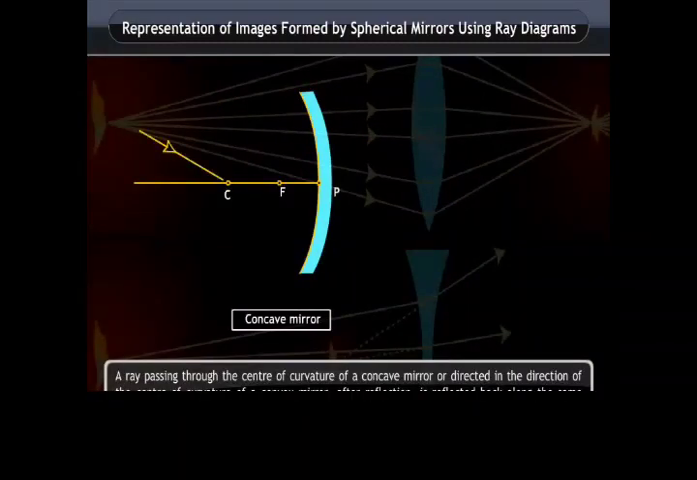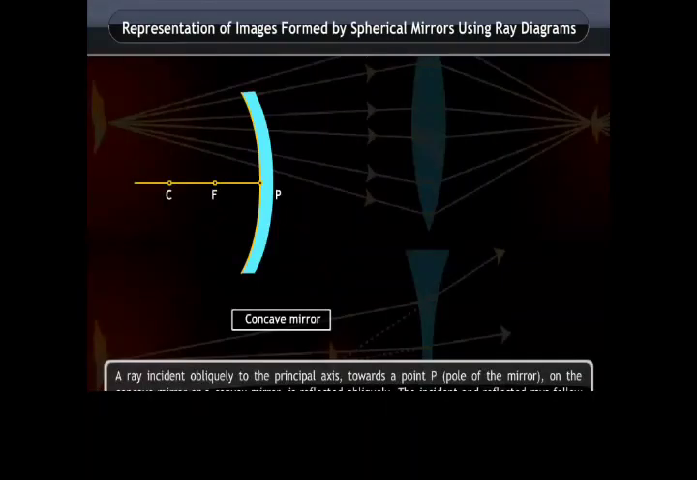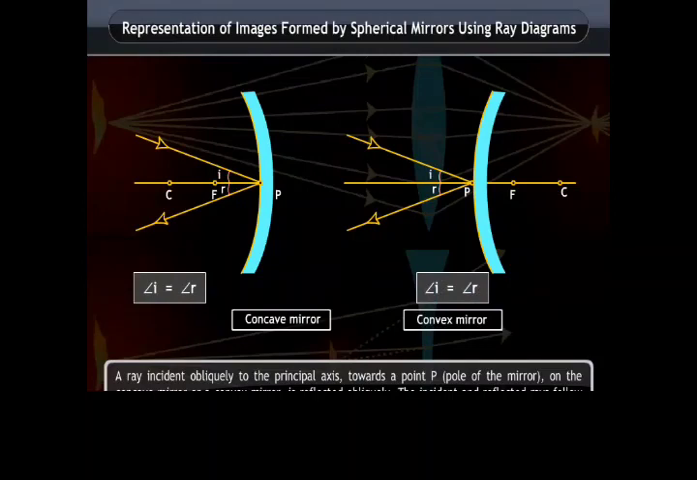A ray passing through the center of curvature of a concave mirror or directed in the direction of the center of curvature of a convex mirror after reflection is reflected back along the same path. A ray incident obliquely to the principal axis towards a point P or pole of the mirror, on the concave mirror or a convex mirror, is reflected obliquely. The incident and reflected rays follow the laws of reflection at the point of incidence, point P, making equal angles with the principal axis.